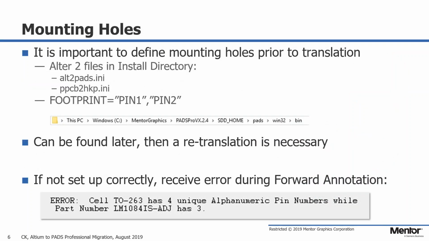Okay, and I do bring up mounting holes quite a bit just because this is a point where Altium treats data differently than Pads Professional does. So again, in Altium, mounting holes are defined as pins, and in Pads Professional, we have a special designation for that. So I'll show this in the demonstration as well today, where we're going to point out where our mounting holes are and how the translator treats those. And at the bottom, you'll see an error code that would pop up if for some reason you weren't able to configure those mounting holes correctly during the translation.